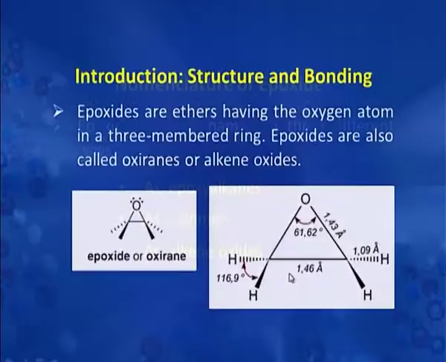The carbon-oxygen-carbon bond angle for an epoxide must be 60 degrees, which is a considerable deviation from the normal tetrahedral angle of 109.5. Thus, the epoxides have large angle strain, which makes them more reactive than open chain ethers.